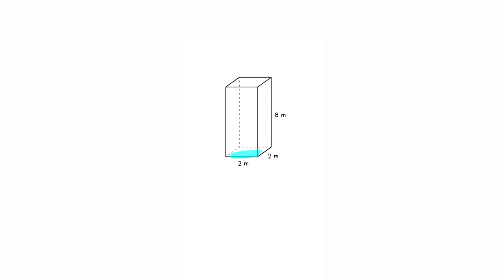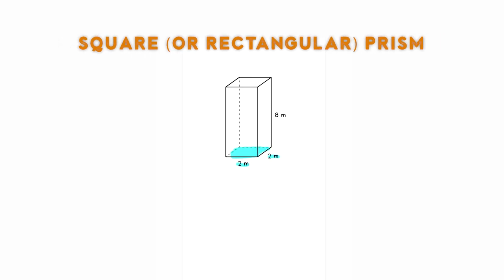In this example, our base is a square, a 2x2 square that's being stacked 8 times. So the volume is base times height, and since the base is a square, we need to do length times width times the height of the solid. So a square that's 2x2 is stacked 8 times for a total volume of 32 cubic meters.